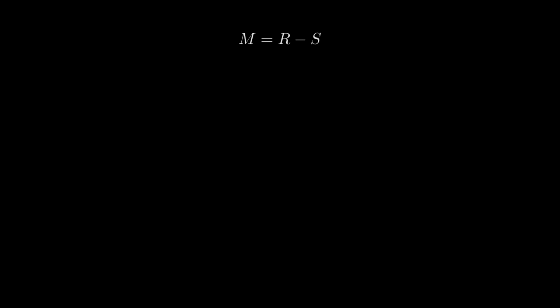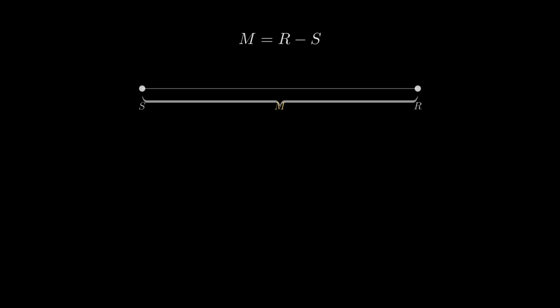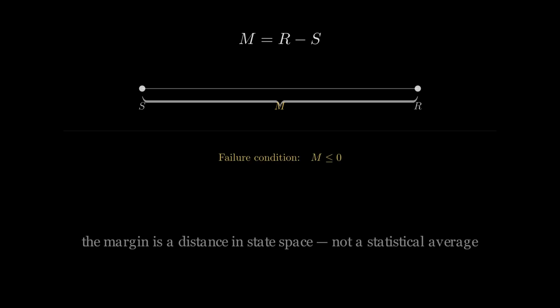Physiological reserve is defined as the gap between organ capacity and current demand. Organ failure occurs when this gap becomes non-positive. Reserve is a distance in physiological state space. It is not a statistical average of patient outcomes.